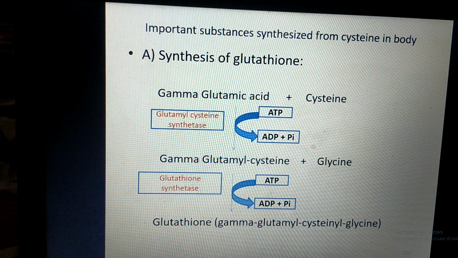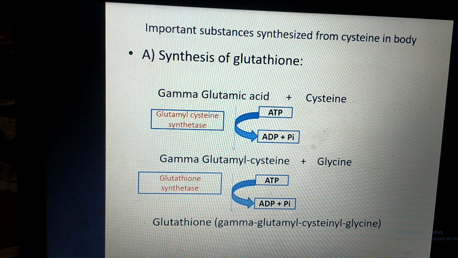Again, for joining this glycine to the substrate, energy is required, which is supplied by ATP, to form a compound called gamma glutamyl cysteinyl glycine, which is also called glutathione, and the name of the enzyme is glutathione synthetase. So in this way, glutathione is synthesized where cysteine plays an important role.